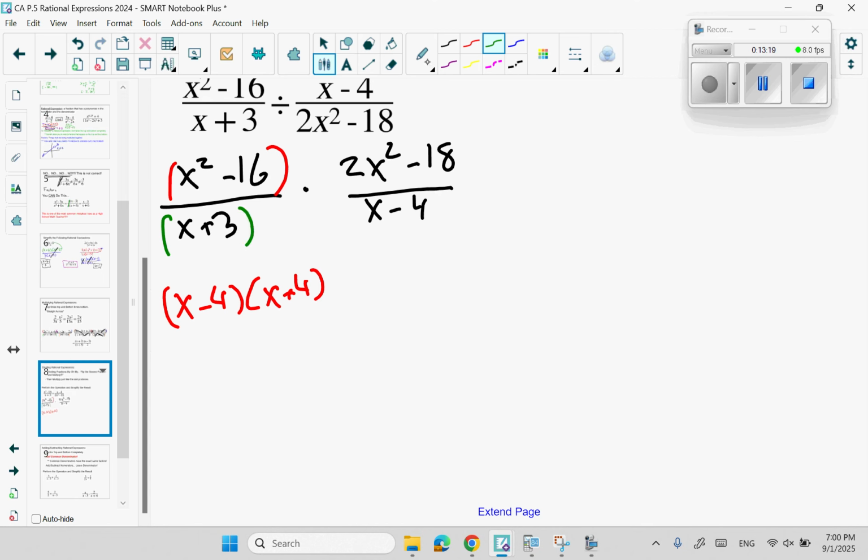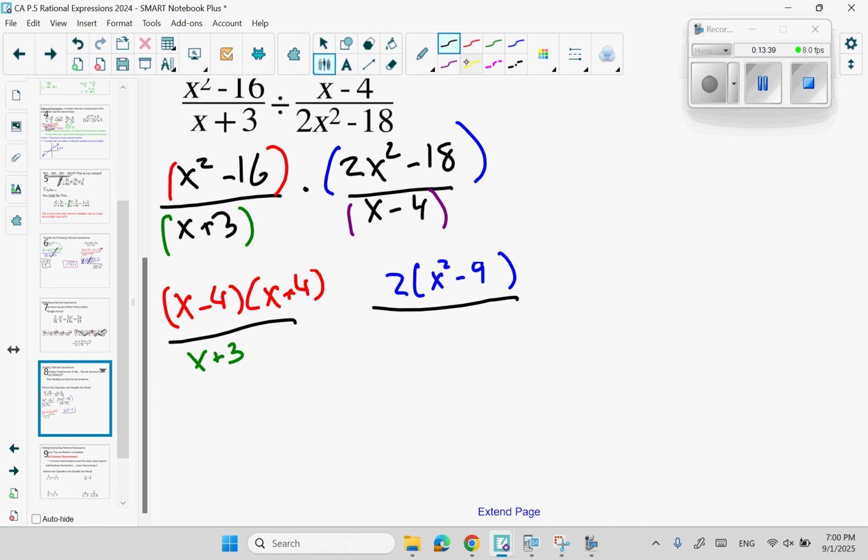X plus 3 is not going to simplify out. There's nothing I can factor out of that. 2x squared minus 18, I can take out a 2 of both of those, so I get 2 times x squared minus 9, and then the x minus 4, nothing I can do there. But here in blue, I have x squared minus 9, so instead of that, I'm going to write x plus 3, x minus 3 for difference of squares.